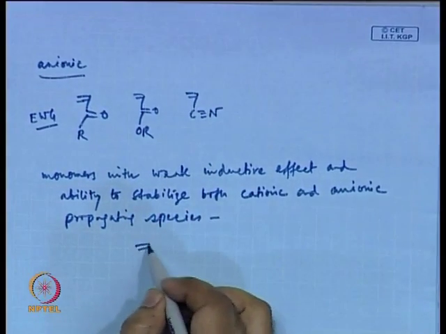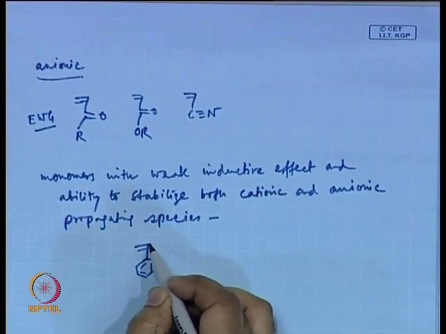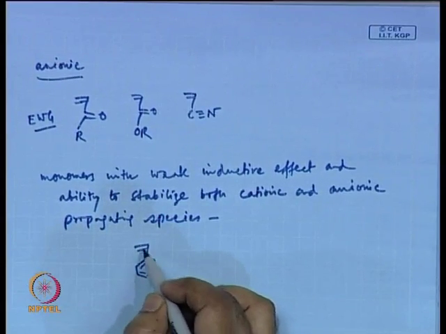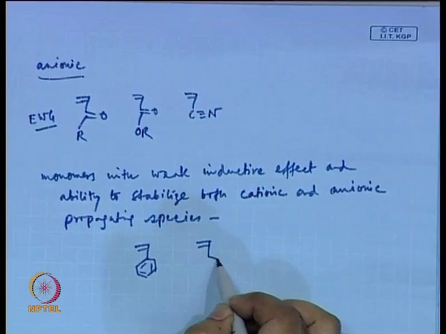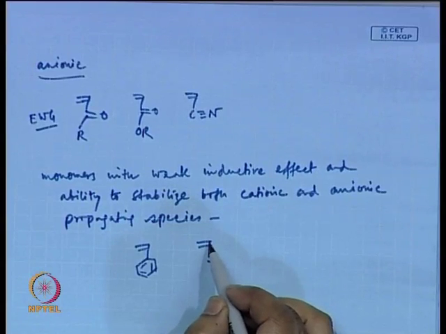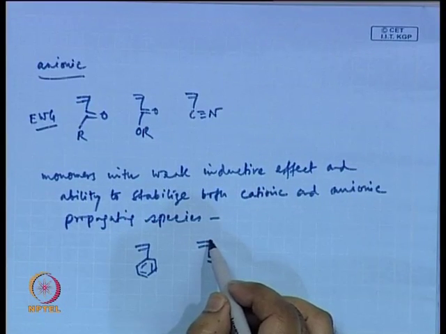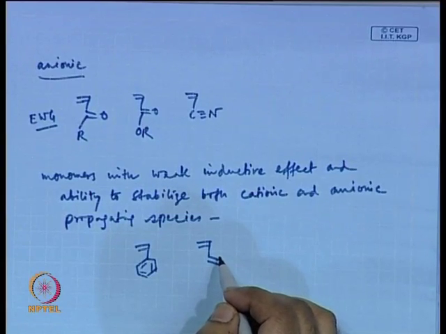For example, you have styrene, where both cation and anion can be stabilized by resonance with this aromatic group, or say a diene, 1,3-butadiene, where the resulting cation or anion can be stabilized by resonance from this double bond.